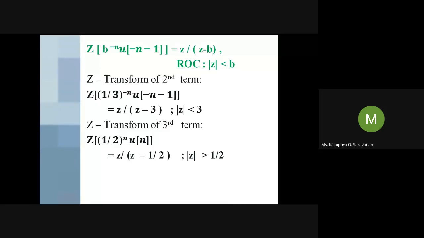But what we will have to check here is the second term. If you look at the second term, this is (1/3) power minus n u(minus n minus 1). So compare this with the basic formula I've given here: b power minus n u(minus n minus 1) is equal to z by z minus b. The ROC for such a left-sided signal should be modulus of z less than b. Now compare this basic signal Z transform with your second term. So the answer should be z by z minus 3, but then modulus of z less than 3.